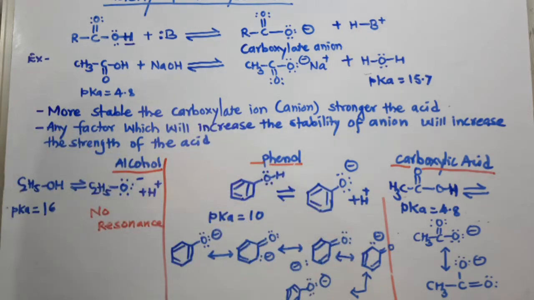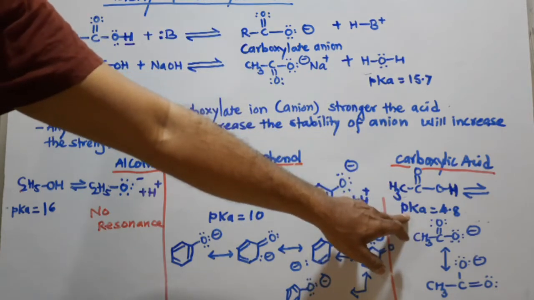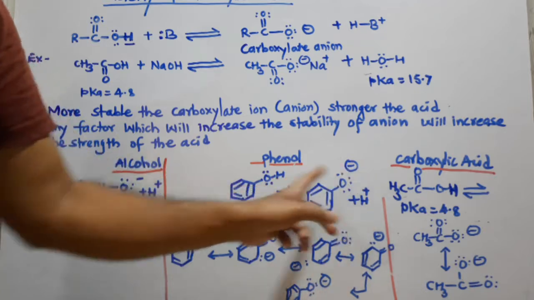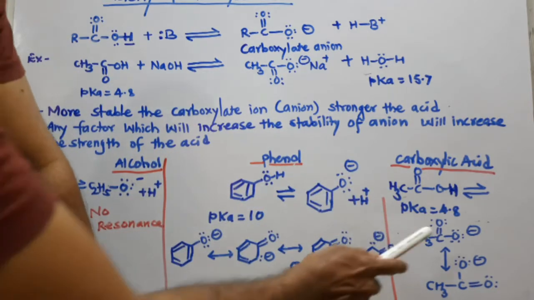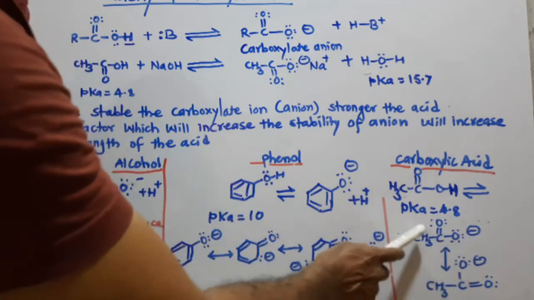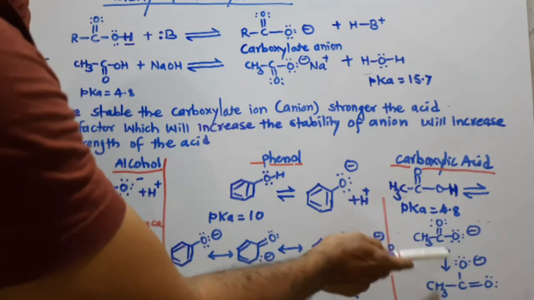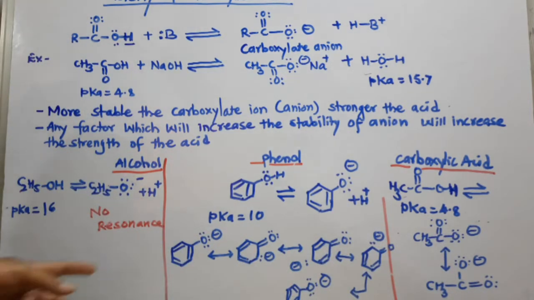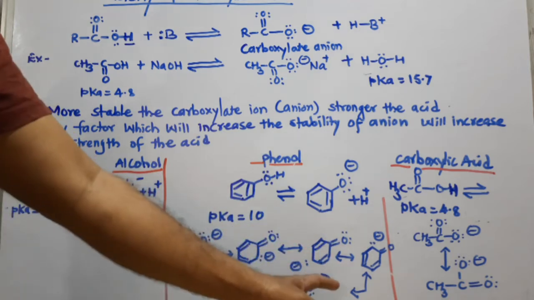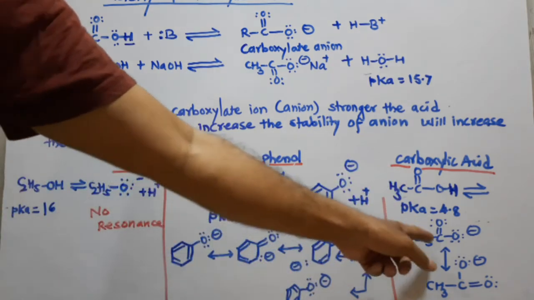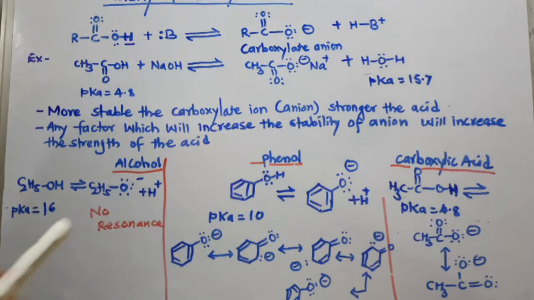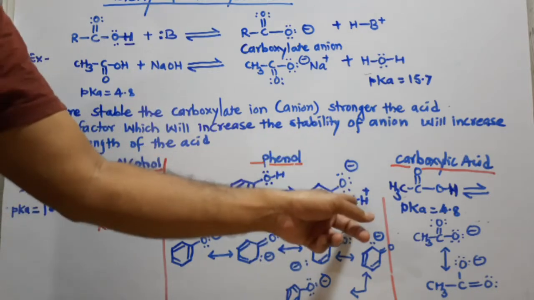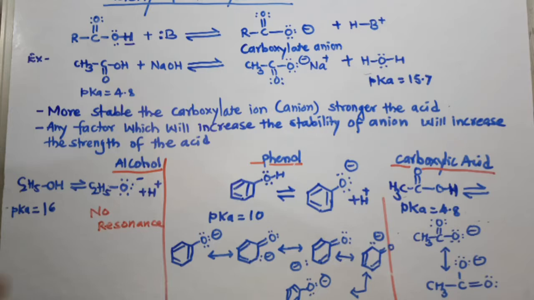A similar explanation we can provide for carboxylic acid. I have taken here acetic acid whose pKa value is 4.8. That means it is a stronger acid than phenol. Why? Because it gives the negatively charged carboxylate ion, which shows resonance. That means the negative charge is delocalized. But a very interesting thing is, in the case of phenol we get 5 resonance structures, and in the case of acetate we get only 2. And we know very well, the greater the number of resonating structures, the more the stability. So as compared to this, phenoxide should be more stable, but this is not the fact.